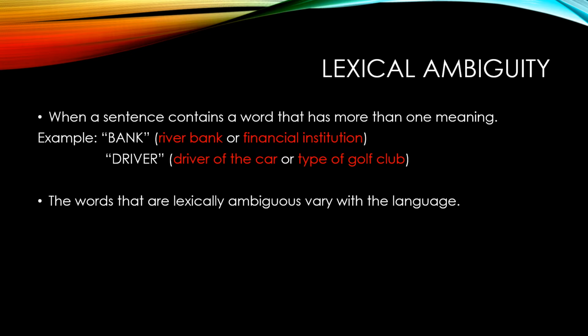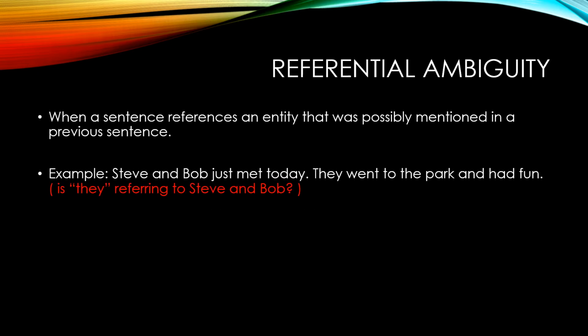The first one being lexical ambiguity, when a sentence contains a word that has more than one meaning. An example is a driver, the driver of the car, or a type of golf club, and a bank, a river bank, or a financial institution. The words that are lexically ambiguous vary with the language, so it can be especially hard to figure out what words translate to what when one word can mean several different things.